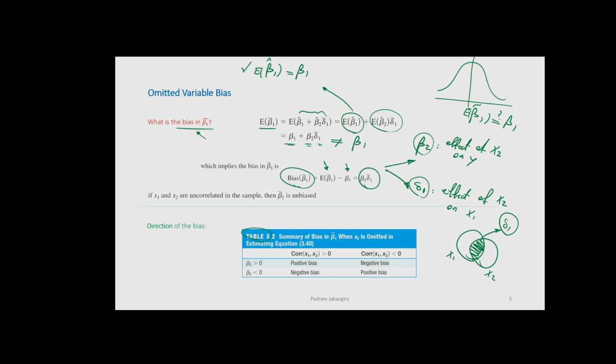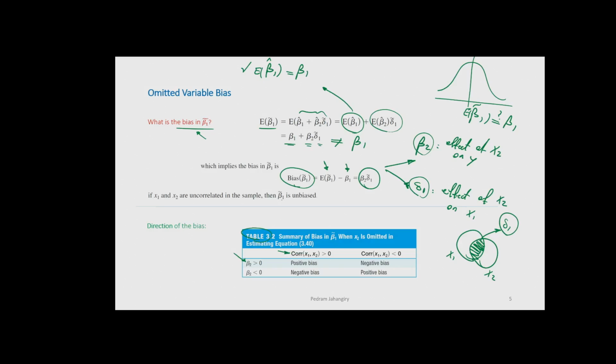And do you agree that this has something to do with the correlation between x1 and x2? At least the signs are the same. If the correlation between x1 and x2 is positive, delta 1 is positive. If the correlation is negative, delta 1 is negative, right? So let's work with the correlation between x1 and x2 and the sign of beta 2 from the other side. At the end of the day, you need to figure out the sign of these two things, and then if you multiply them by each other, you get the overall sign.